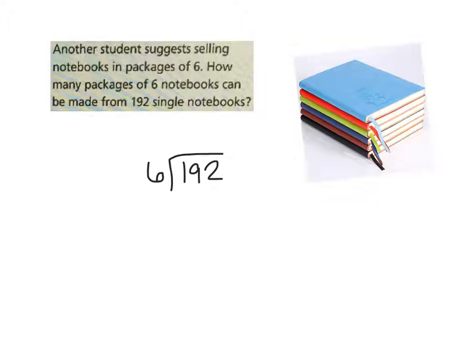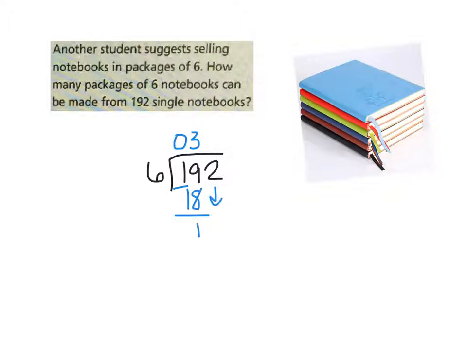6 can't go into 1, so put up the 0. So try the next, 19. 6 times 3. Ooh, 6 times 3 is 18. That's the closest I'll get without going over. So 6 times 3, 18. Subtract. 19 minus 18 is, well, of course, 1.